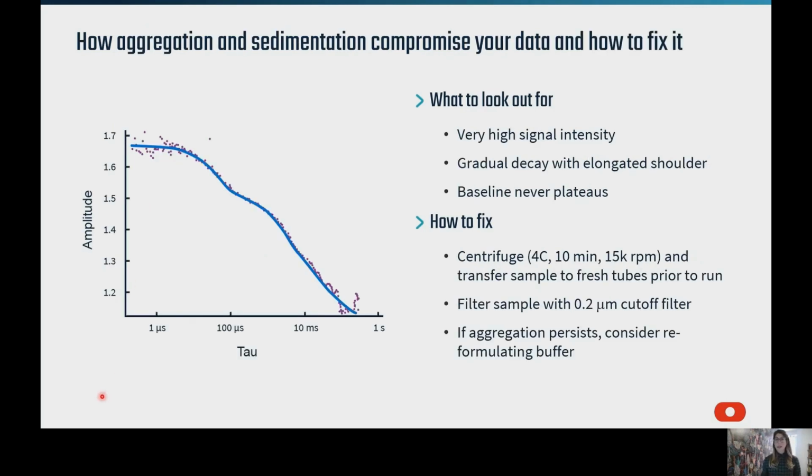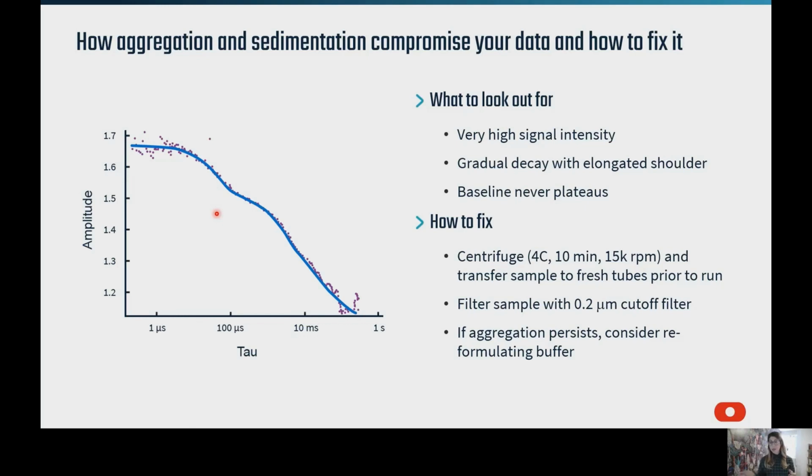If aggregation and sedimentation occur, the ACF is going to have a very high signal intensity and possibly a higher amplitude than expected at a given concentration. So large particles aren't moving, or they're moving really slow. So your decay is also going to look very gradual, rather than that sharper decay we've been seeing in the previous slides of the autocorrelation function. You're also going to see an elongated shoulder of that decay and a baseline that never plateaus.